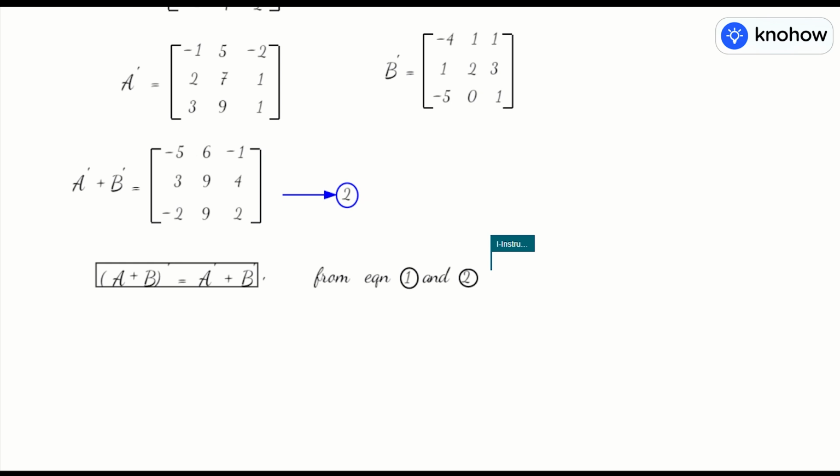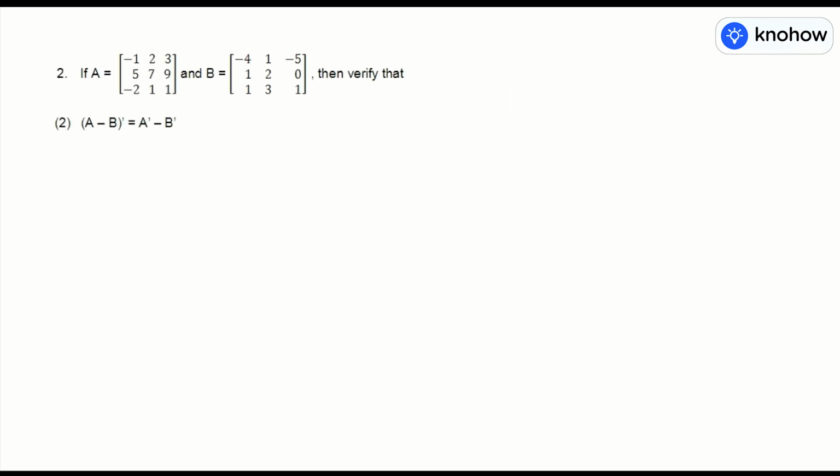Now let us verify the second part. In the second part, we have to verify: is the transpose of A minus B equal to A dash minus B dash? So first of all, you work out A minus B. Both the matrices have the same order, 3 by 3.